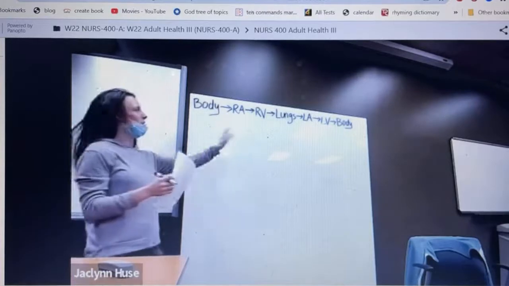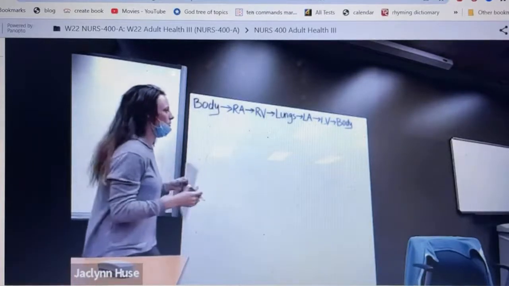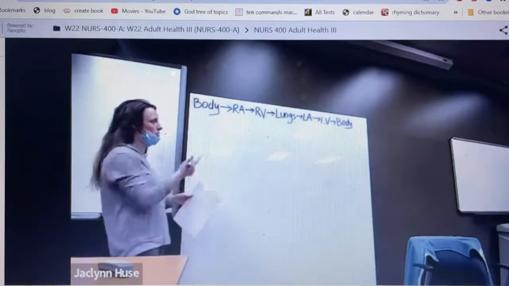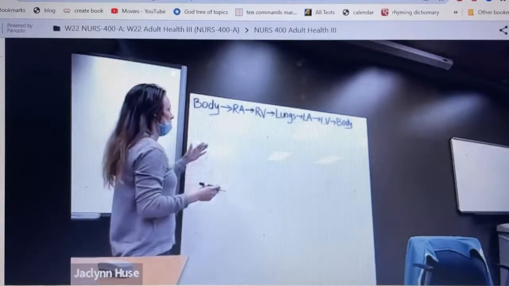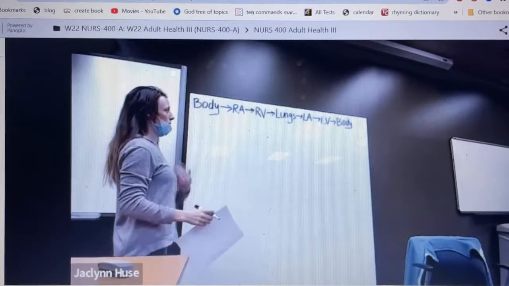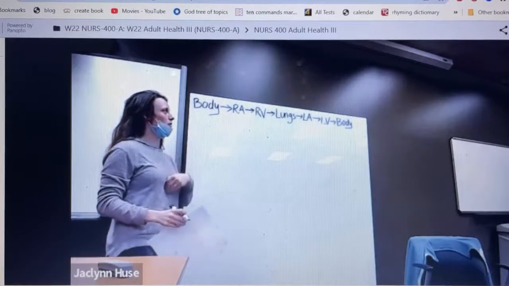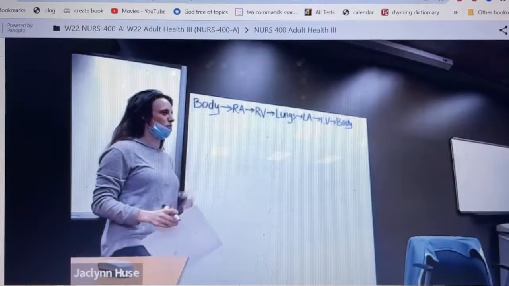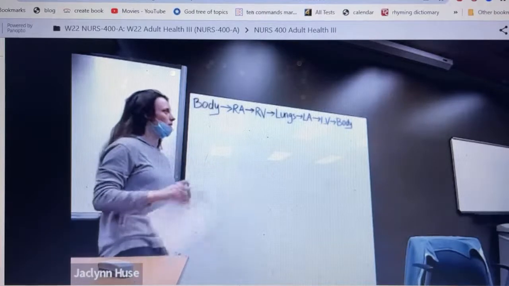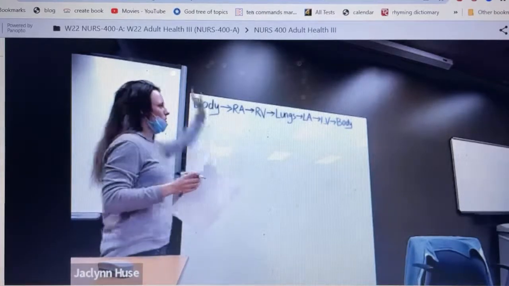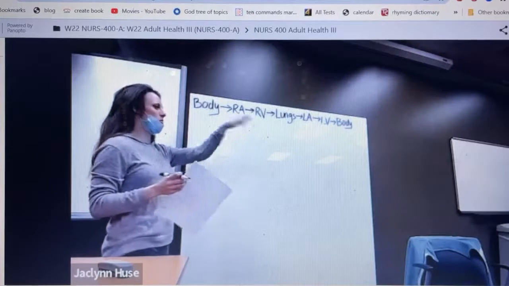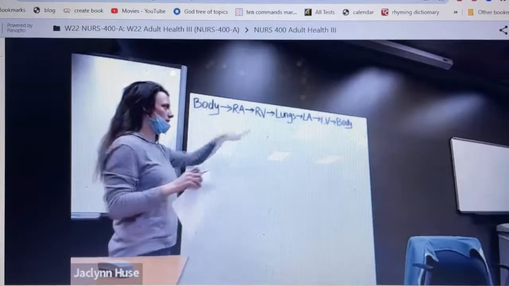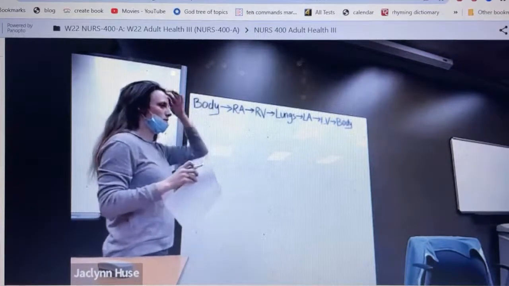Okay, I'm going to leave this up probably the whole time. This is the path. I know you know this, but it sometimes helps to see it. Blood comes in through the right atrium, goes down to the right ventricle, goes up to the lungs, comes down to the left atrium, left ventricle, and back to the body. It's a big cycle. When we think about CHF, understanding this pathway becomes super helpful because it sets up for understanding all the side effects and symptoms.